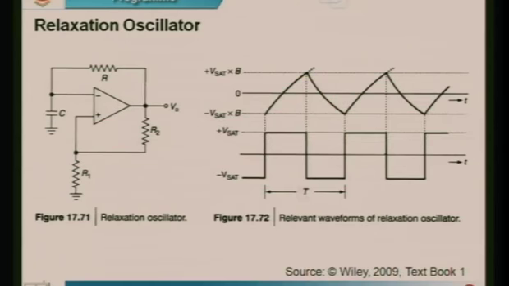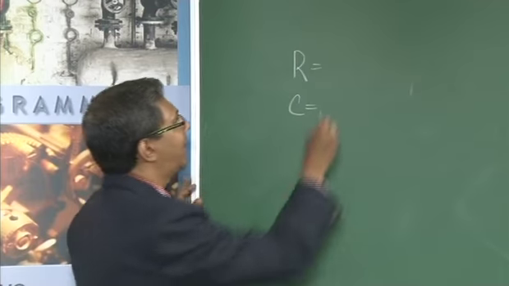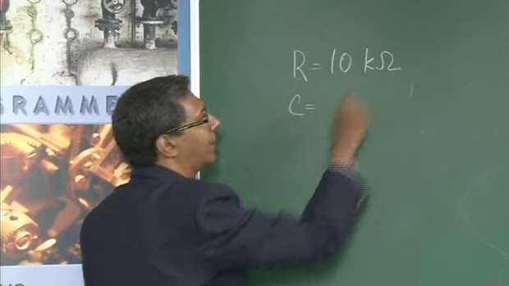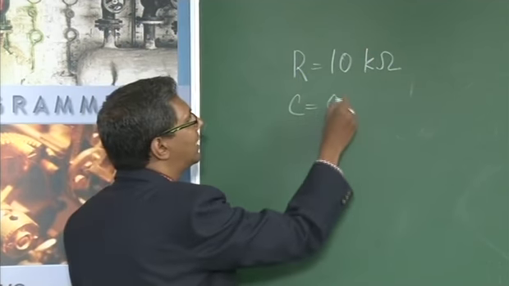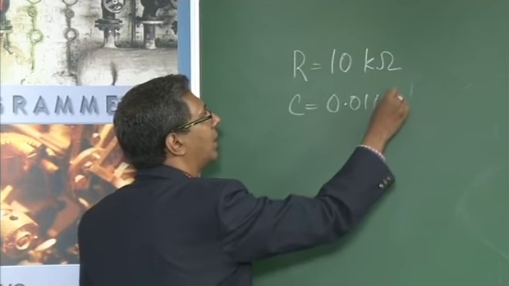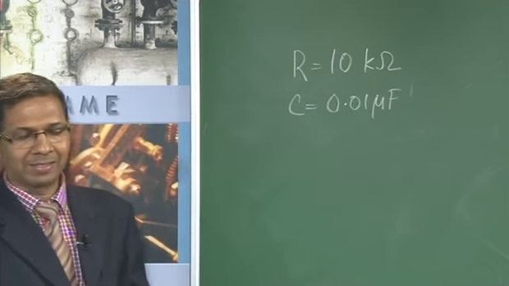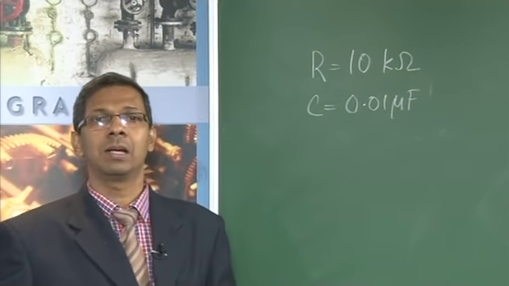So let's go back to this board and look at a relaxation oscillator and see what the value of the time period is, or in other words, what is the frequency of this oscillator that we are going to design. The circuit given is the same. The only parameters given are for R and C. The value of R is 10K, and the value of C is 0.01 microfarad.